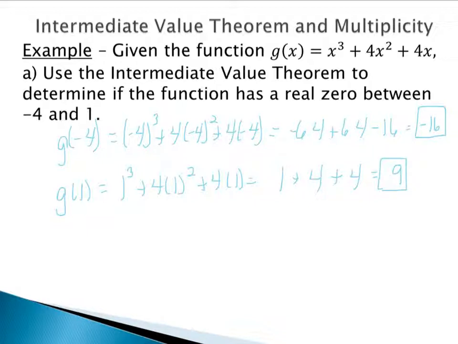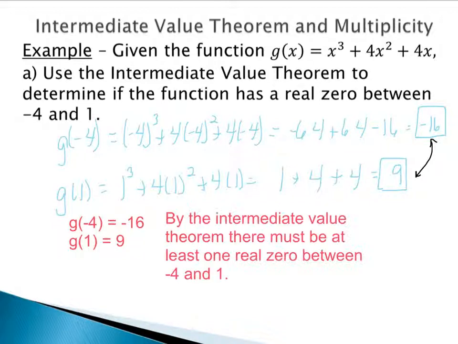So we found these function values. Using our intermediate value theorem, we need to determine if there is a real 0. Again, the intermediate value theorem says that if the function values are different signs, then there must be a real 0. Since g of -4 was -16 and g of 1 was 9, the fact that these two answers have different signs means that there must be at least one real 0 between -4 and 1. There might be more, but there is at least one real 0 between -4 and 1.